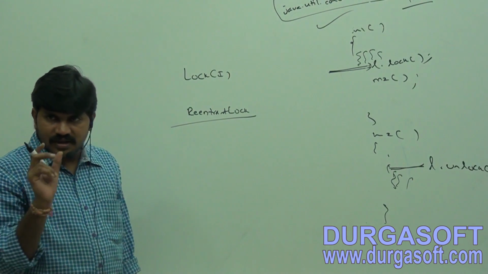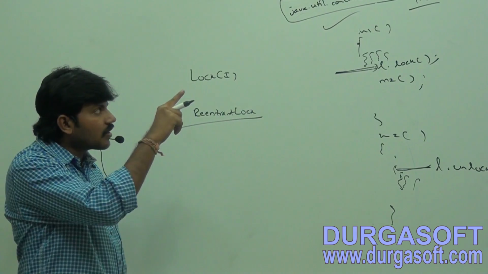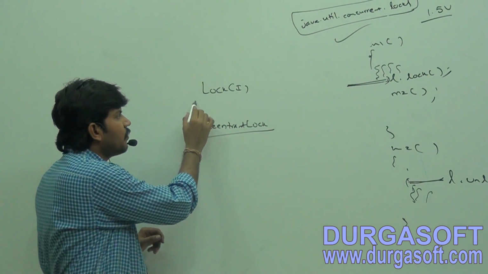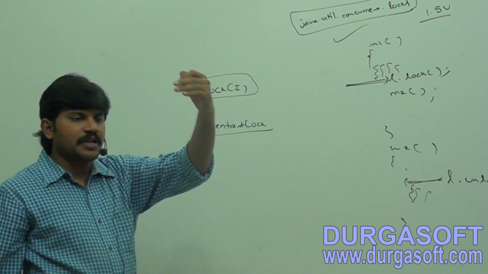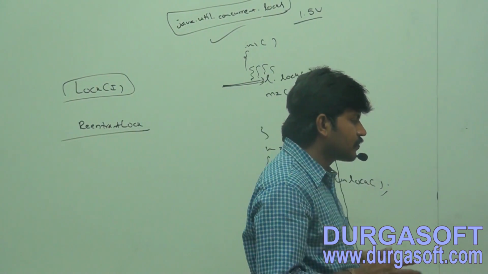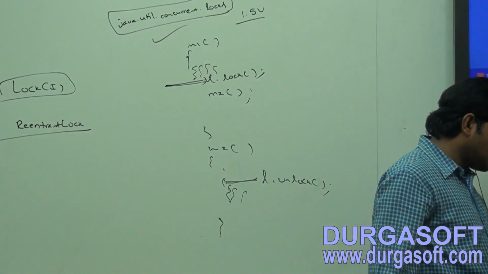I covered some methods: tryLock, lock, unlock. These methods are available in Lock, which is nothing but the interface, and the implementation class is ReentrantLock. Keep submitting: Lock interface.